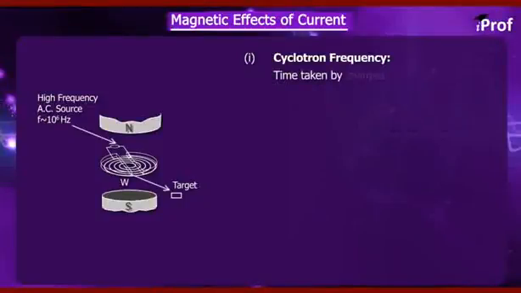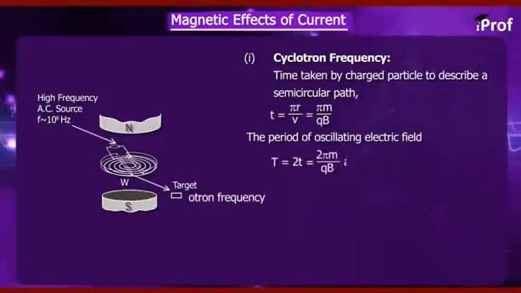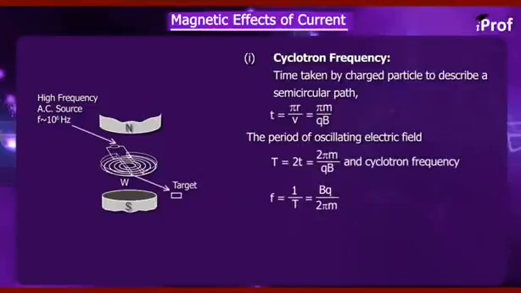First, cyclotron frequency. The time taken by a charged particle to describe a semicircular path is t equal to pi r upon v equal to pi m upon qB. The period of the oscillating electric field T equals 2t equals 2 pi m upon qB, and the cyclotron frequency T dash equals 1 upon T equals Bq upon 2 pi m.